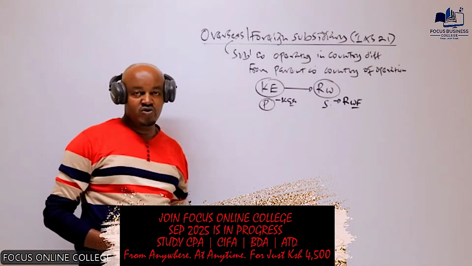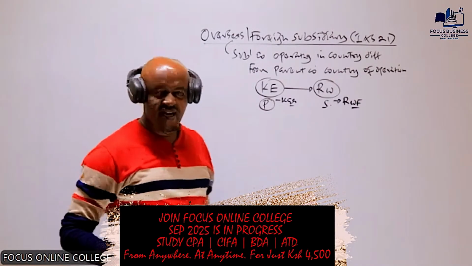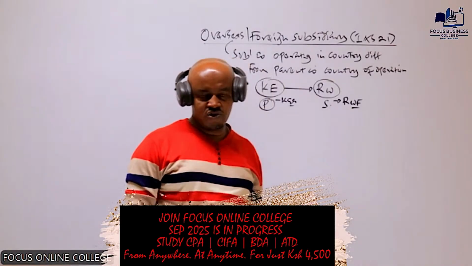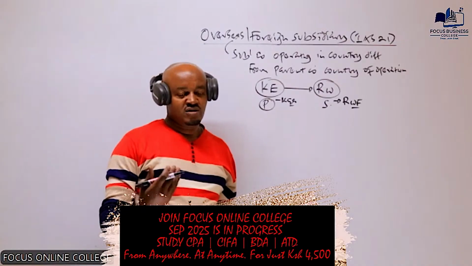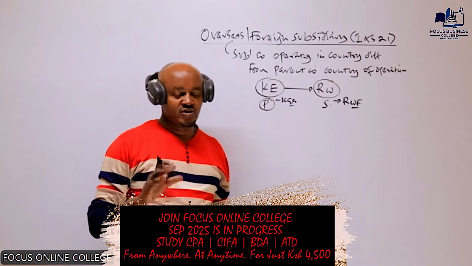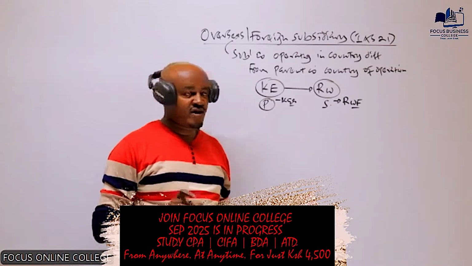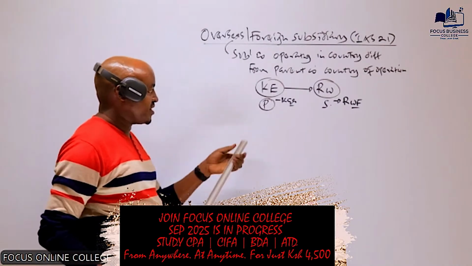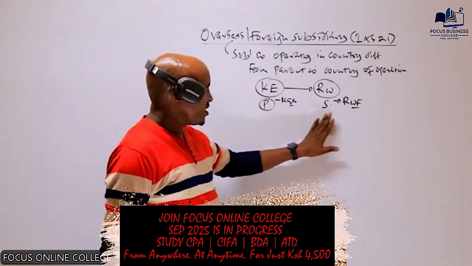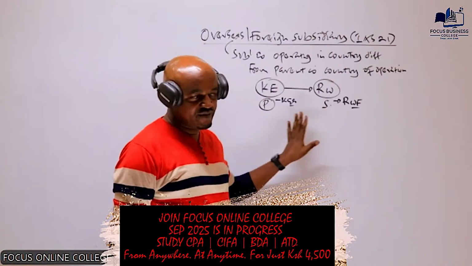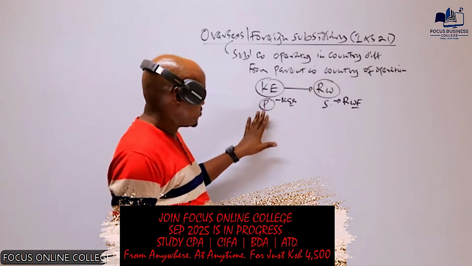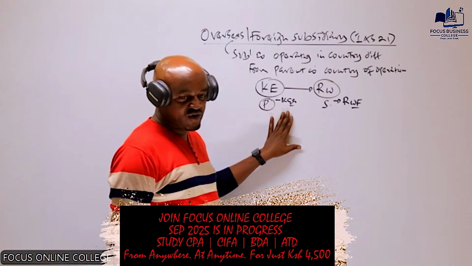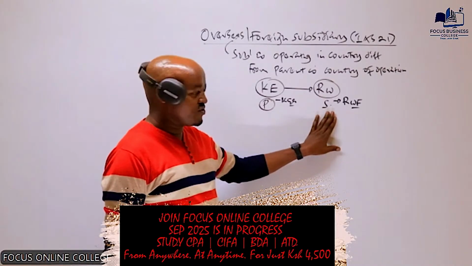Just like if you go to TZ, their currency is Tanzania shillings. If you go to Uganda, their currency is Ugandan shillings. If you go to Rwanda, they use a currency known as the Rwandan franc. So you can see that these two companies prepare their financial statements using a different currency. The parent company prepares its financial statements using the Kenyan shilling, and the subsidiary uses the Rwandan franc.